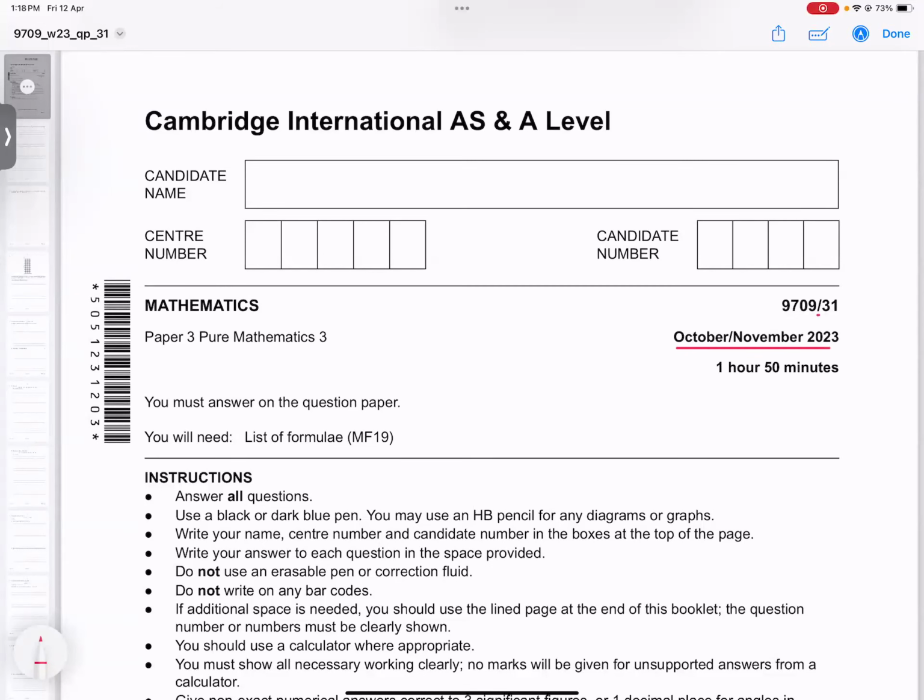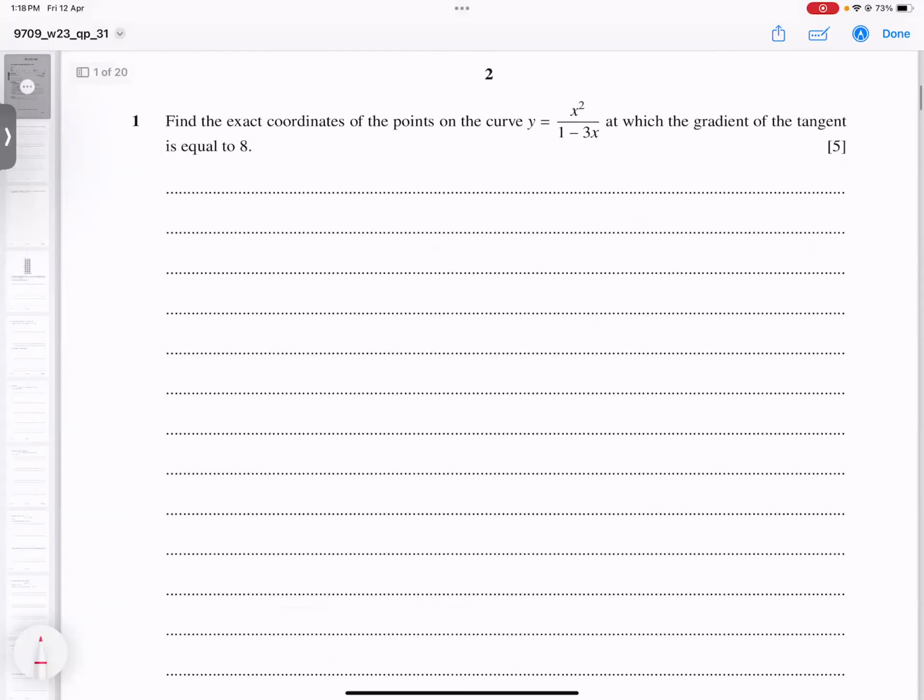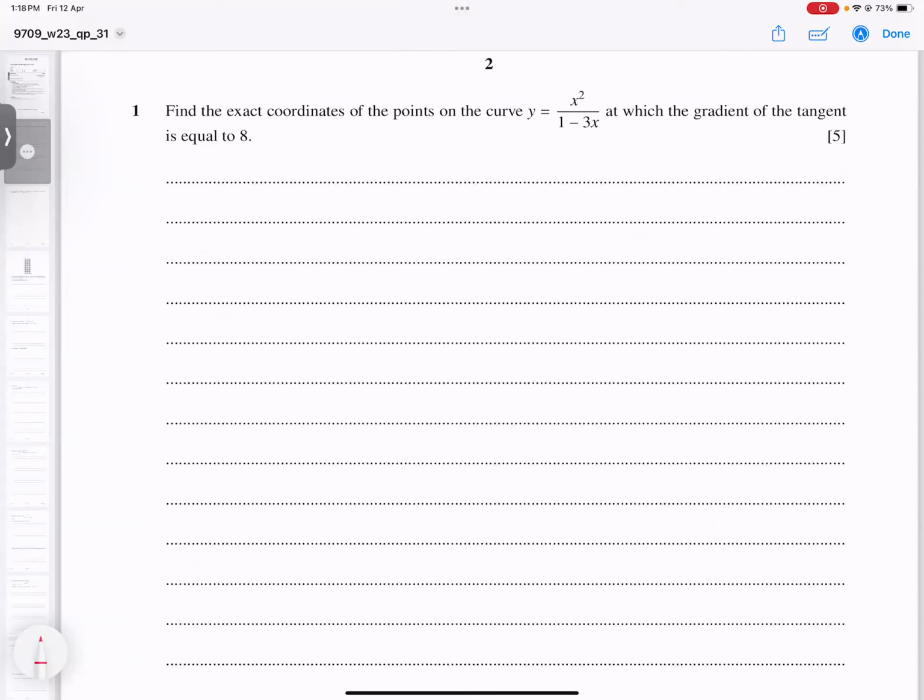This is October 2023, variant 31, paper 3. So let's try to start this question paper. First, he is asking to find exact coordinates for the curve. If the gradient of the tangent is equal to 8, it means the derivative is equal to 8.